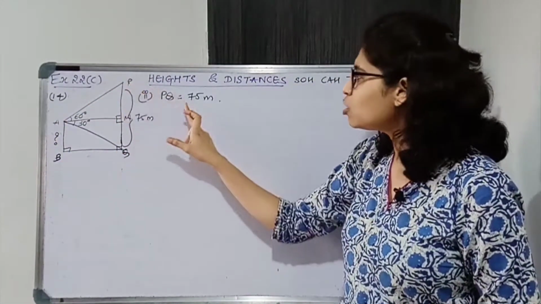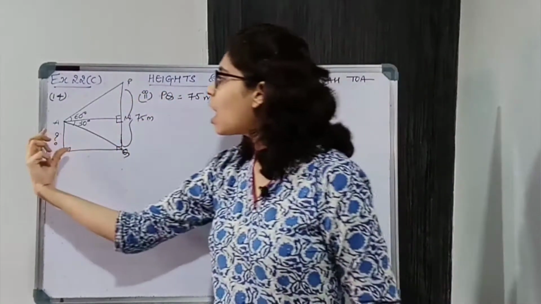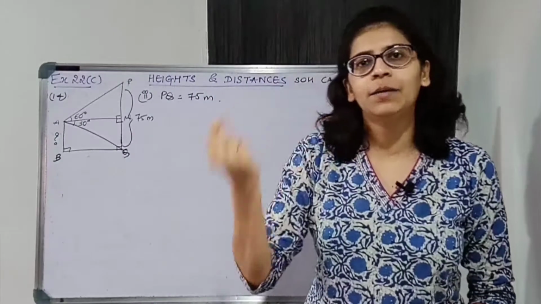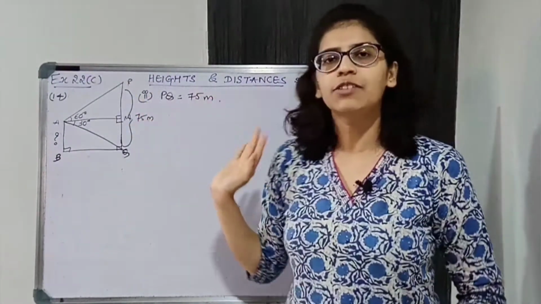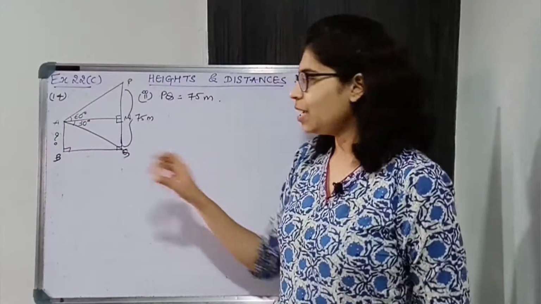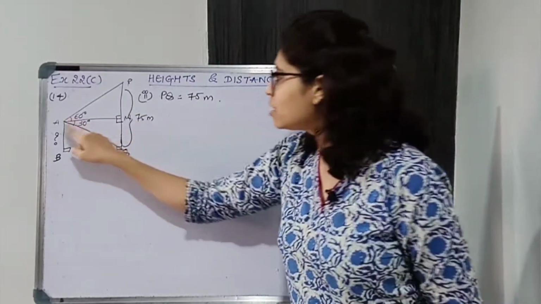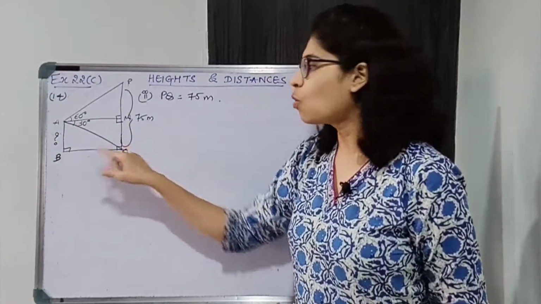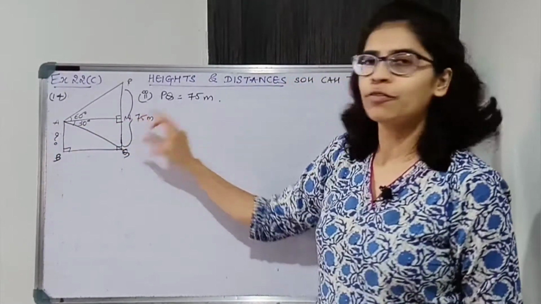And PQ is how much? 75 meters. Okay, so if PQ is 75 meters, how much is AB? We have to find AB, that is the height of the pole. So the height of the tower is given to us. Now AB I know is equal to MQ, correct? Because this is a rectangle. So AB's length I can find if I find the length of MQ.